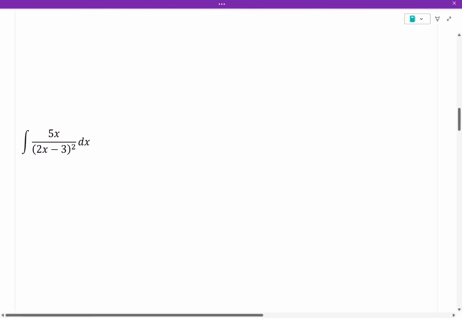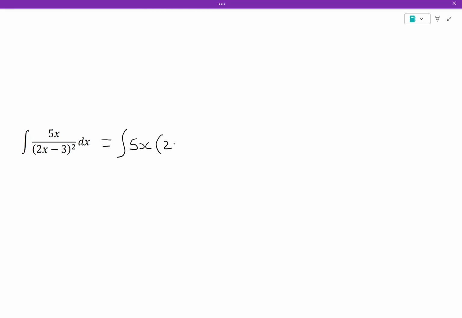Okay, this one here. So once again, let's go through our possible strategies. Is there one term in the denominator? Well, no. Is the denominator raised to the power of 1? No, it's raised to the power of 2. So we're going to use indices laws to rewrite this. So we'd have 5x, and then we'd have 2x subtract 3 to the power of negative 2 with respect to x. Once we've done that, we have to now ask ourselves, can we use the reverse chain rule?